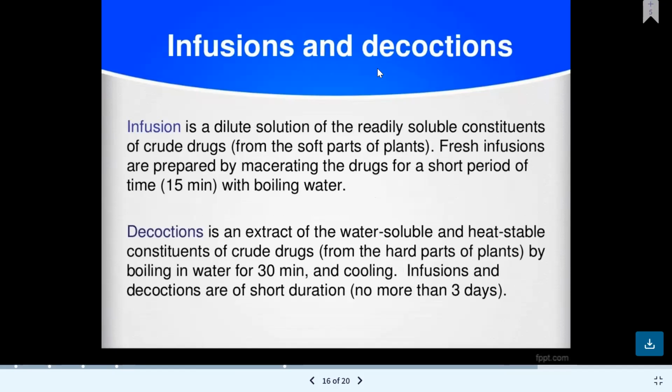Infusion and decoction, I will discuss in the second lecture with the remaining parts. I think 3 or 4 slides are remaining. So in the second lecture, we will discuss all those parts. Okay, so thanks for this.